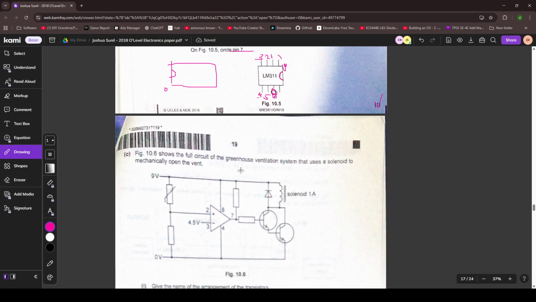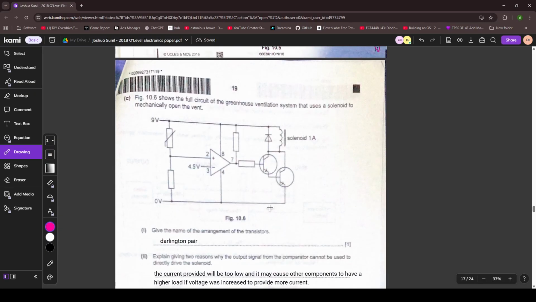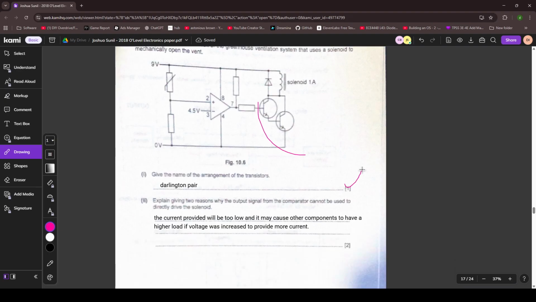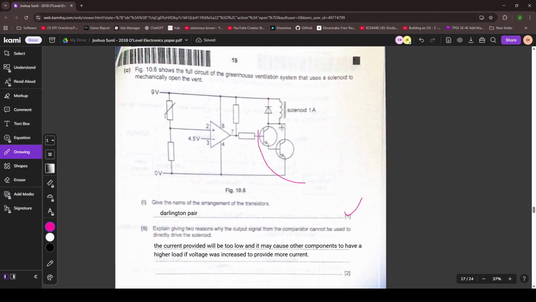Figure 10.6 shows the full circuit of the greenhouse ventilation system that uses a solenoid to mechanically open the vent. Give the name of the arrangement of transistors. Yeah, this is a Darlington pair. Explain, giving 2 reasons why the output signal from the comparator cannot be used to directly drive the solenoid.